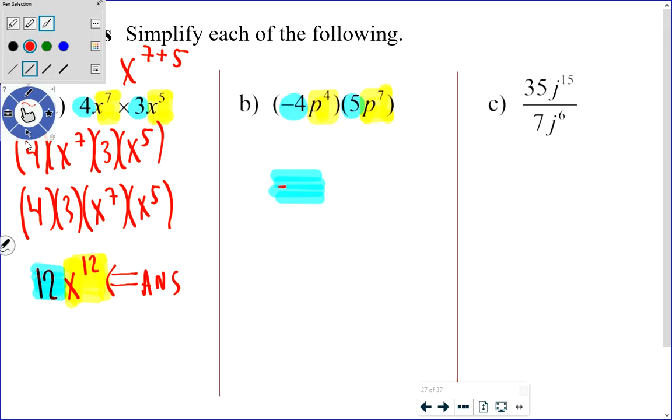-4 times 5 is -20. And then p to the 4 times p to the 7 is p to the 11 because we add the exponents of 4 and 7.